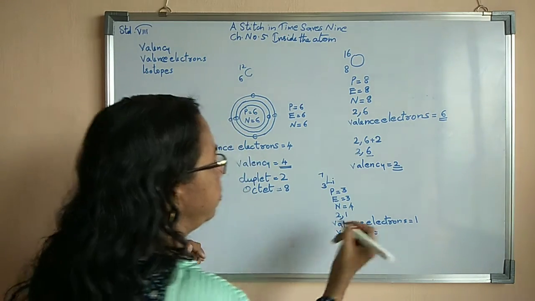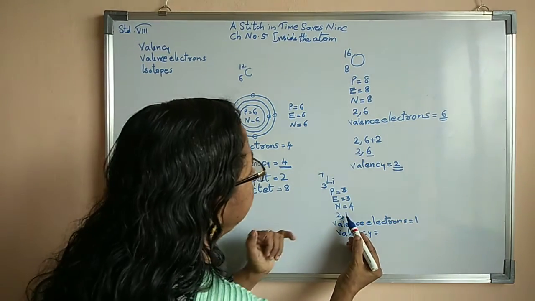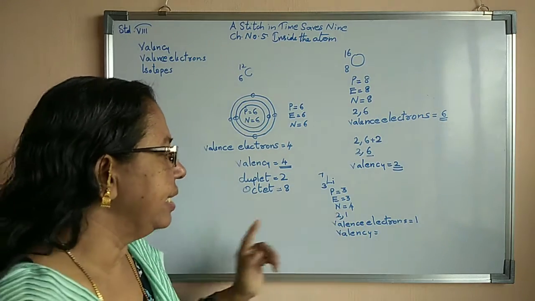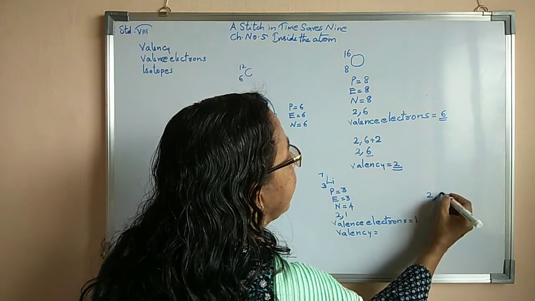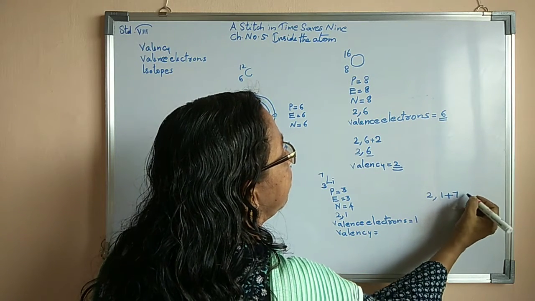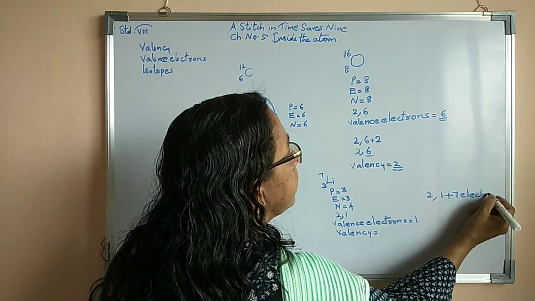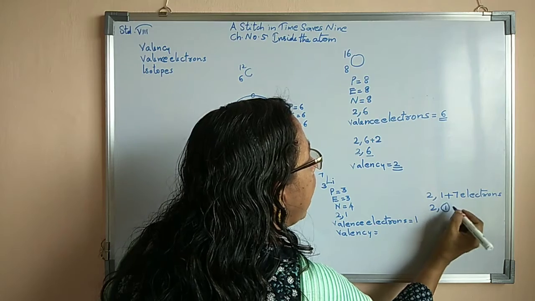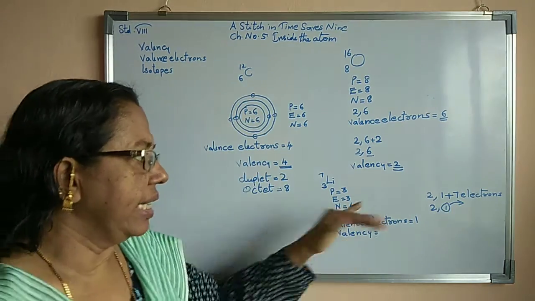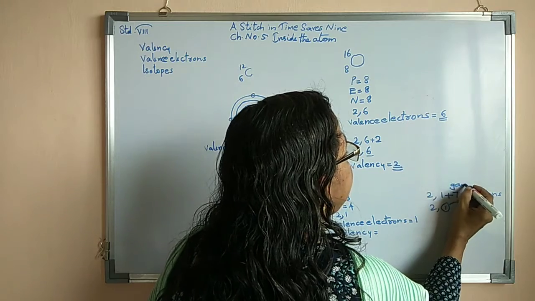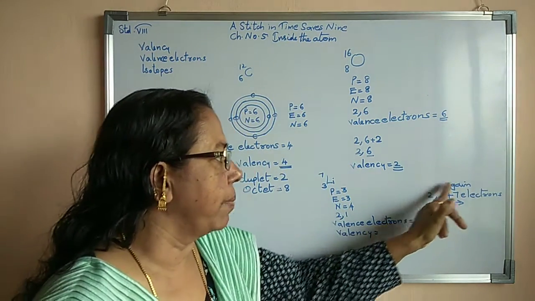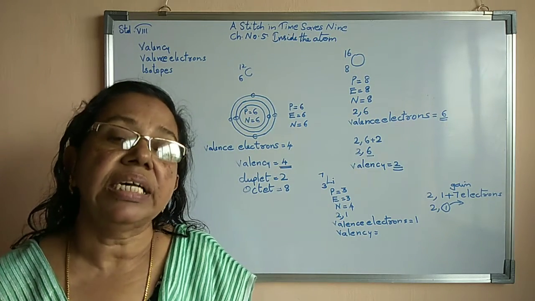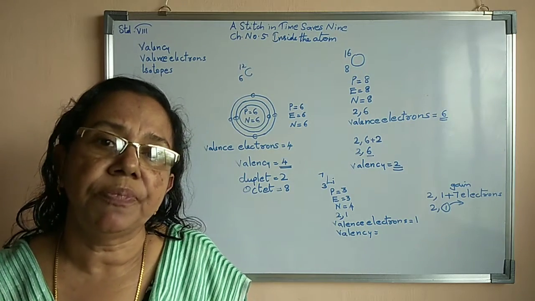Now in the case of lithium, outermost orbit has 1 electron. So it can do 2 works. Either it can receive 7 electrons from any other atoms, or it can remove its outermost electron. Either it can gain 7 electrons for completing its octet. Why? Because second orbit can have maximum 8 electrons, even outermost orbit can have maximum 8 electrons.